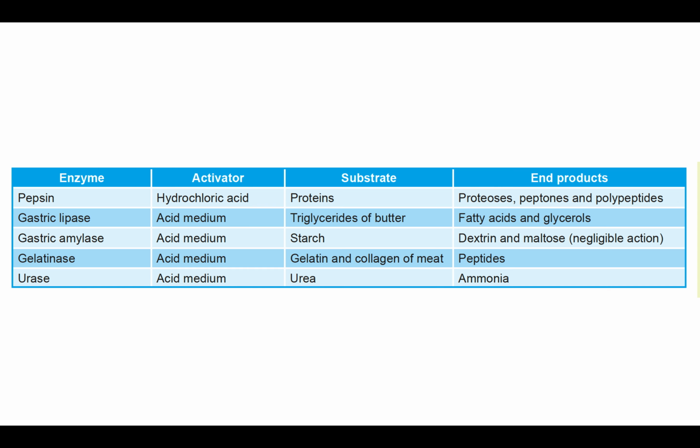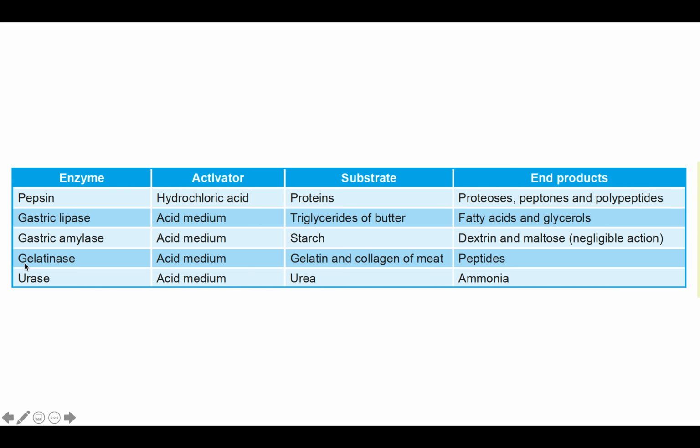Now, there are other enzymes within the gastric secretions which were not mentioned. There is a kind of enzyme called gastric lipase that is involved in the digestion of triglycerides to form fatty acids and glycerol. There is another enzyme called gastric amylase. Please pay attention, this one is different from the salivary amylase. The salivary amylase is more potent, stronger in the digestion of starch. This enzyme has a very minimal effect, and it digests starch into dextrin and maltose.